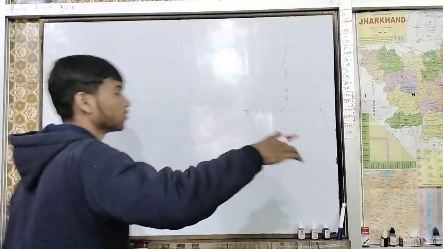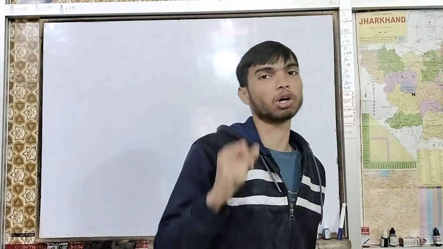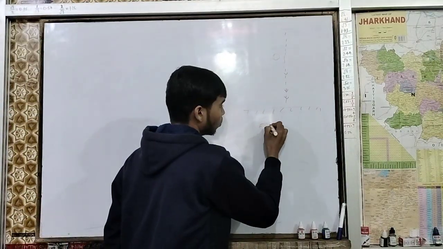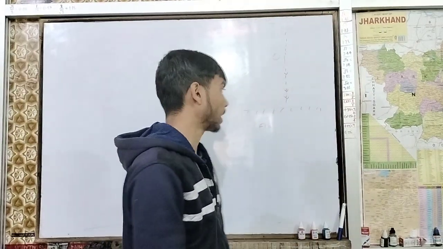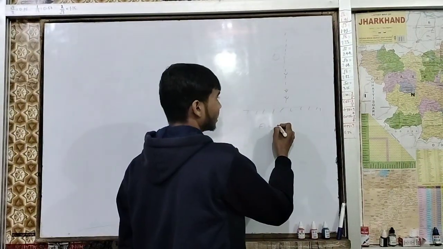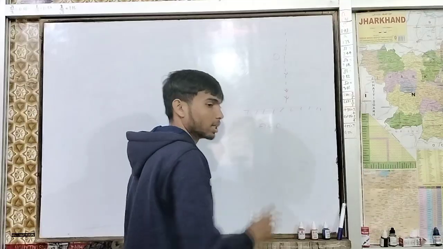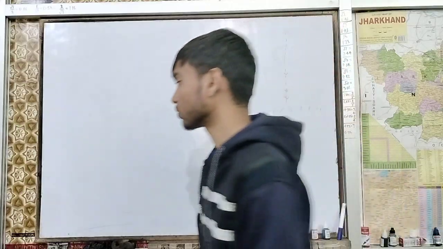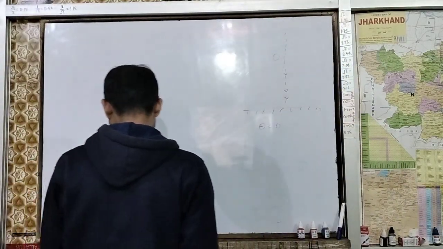So the force is downward, and you can see the displacement is also downward. What is the angle theta? You would say 0. Yes, 0, because force and displacement are in the same direction. That's why the angle is 0.